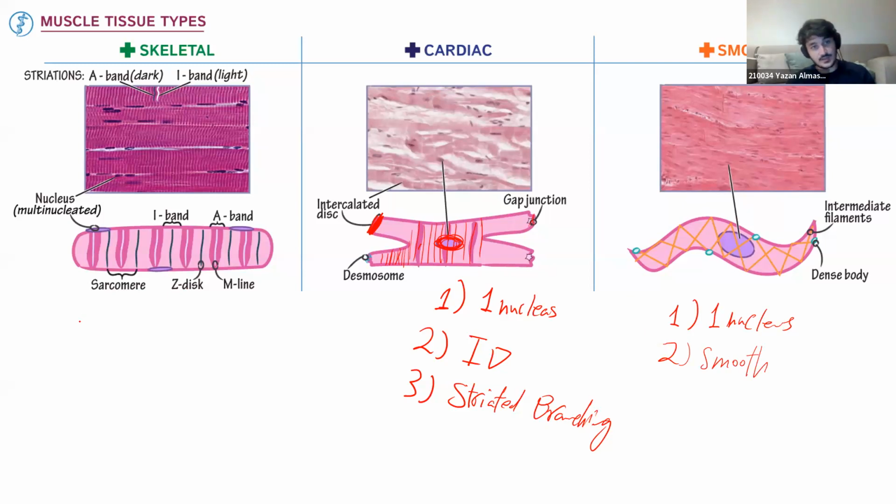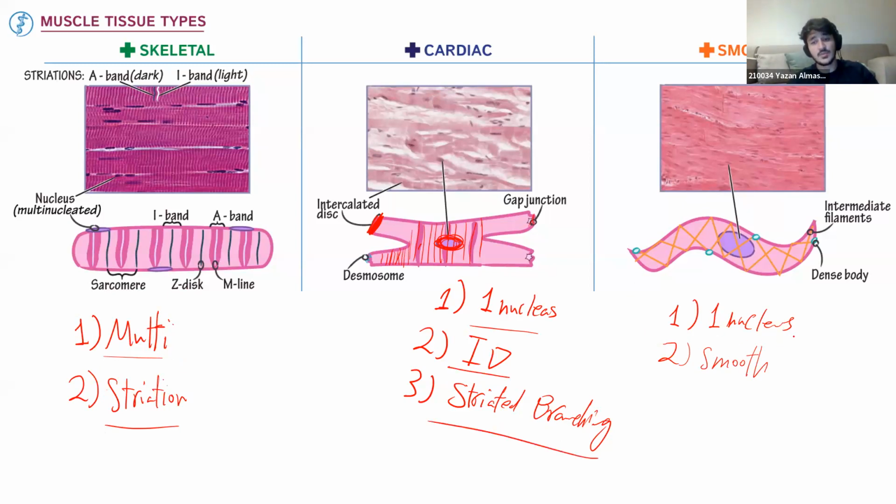Now for skeletal muscle, it's going to have multinucleation. And it's going to have what? Striation. So one more time, skeletal muscle, we're going to have multiple nuclei and striation. Here you can see it. Cardiac muscle, we're going to have one nucleus, intercalated disc, and striation. And smooth muscle, we're going to have one nucleus and no striation.